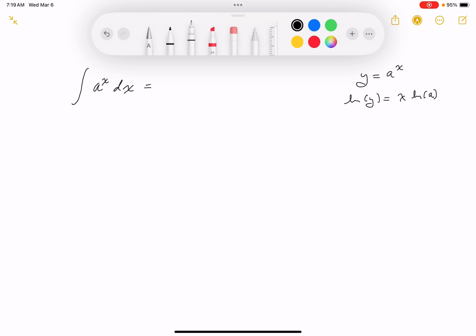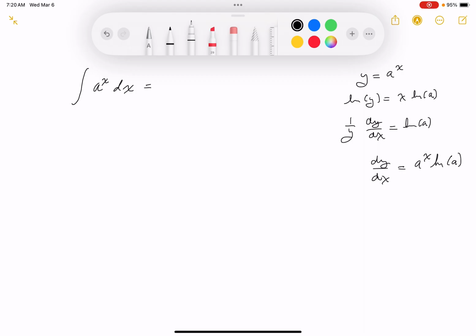I'm going to differentiate now. That's going to be 1 over y dy/dx equals ln a. All right? Now dy/dx equals y. Well, y is just a to the x, right? Times ln a. All right? So the question is, how do you go backwards on that?